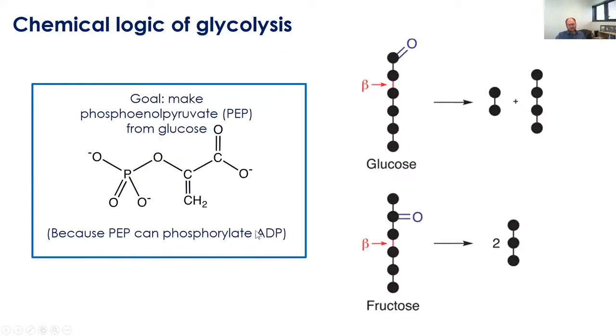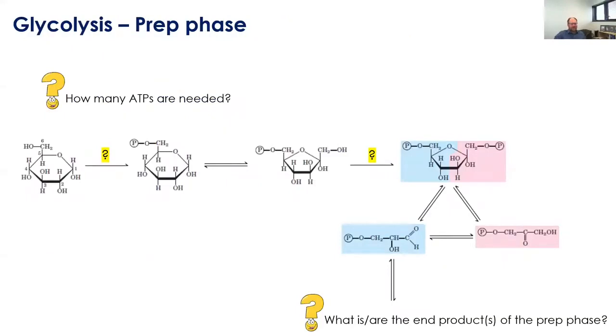Okay, so more on the chemical logic here. Ultimately, we're trying to make this molecule right here, this phosphoenol pyruvate. That's that 3-carbon molecule. By breaking the bond beta decarbonyl, we'll get 2 of that same phosphoenol pyruvate. Okay, how do we get there? This material should be a review from what you've seen before, but let's talk about it again briefly.